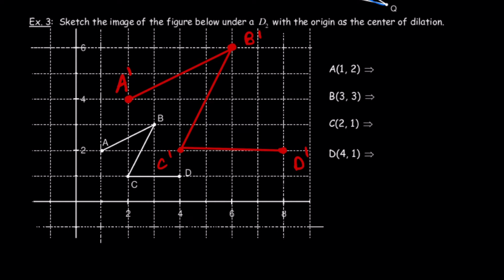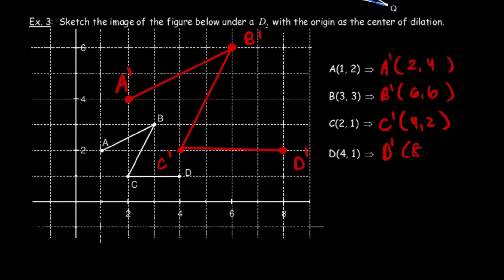All right, so that is a dilation of scale factor 2. Now let's take a look at these coordinates. A prime, where did that go? That was 2, 4. B prime, 6, 6. C prime, 4, 2. And D prime, 8, 2.